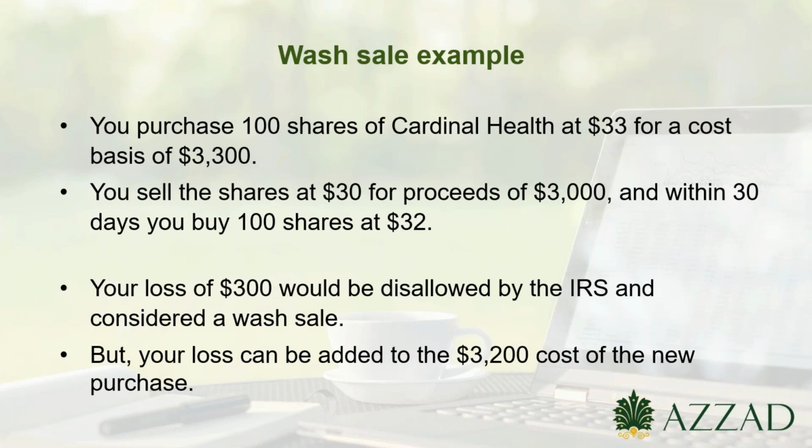Here's an example. Say you purchase 100 shares of Cardinal Health at $33 for a cost basis of $3,300. You sell the shares at $30 for proceeds of $3,000, and within 30 days you buy 100 shares at $32. Your loss of $300 would be disallowed by the IRS and considered a wash sale. But your loss can be added to the $3,200 cost of the new purchase.